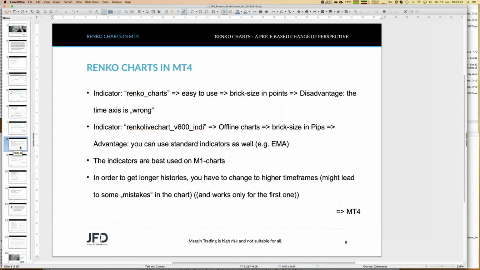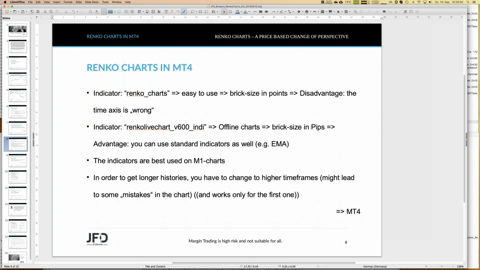Of course, we want to see Renko charts, as in my introduction part, directly in the MT4. And it's quite easy to do that. I will show you in a minute two indicators. One is called Renko underscore charts, and that's exactly the search pattern you might use for Google. Maybe you write Renko charts, Renko underscore charts, MT4, and then you will find that indicator in the web as well. That one is really easy to use.